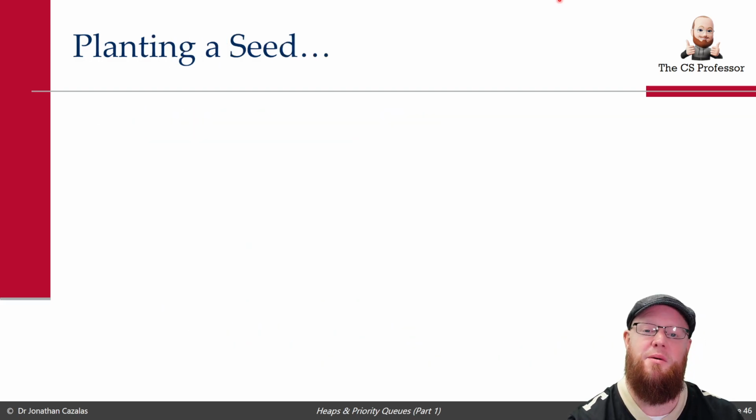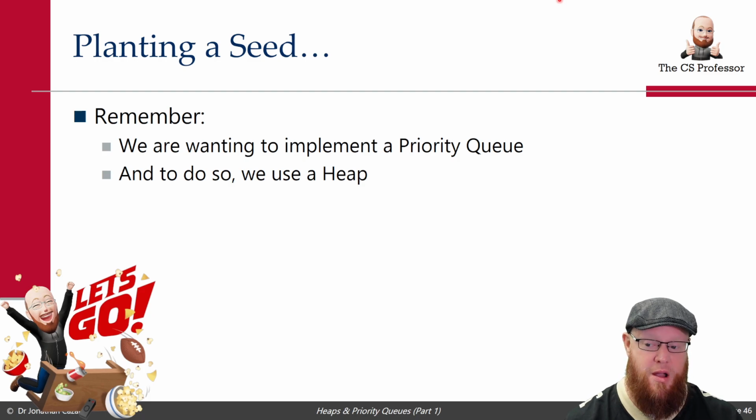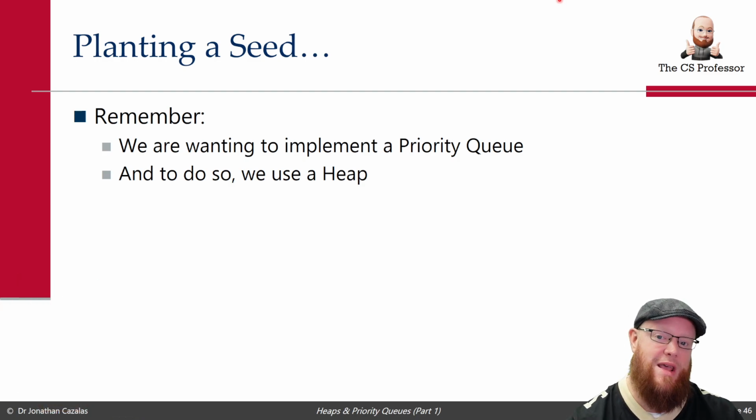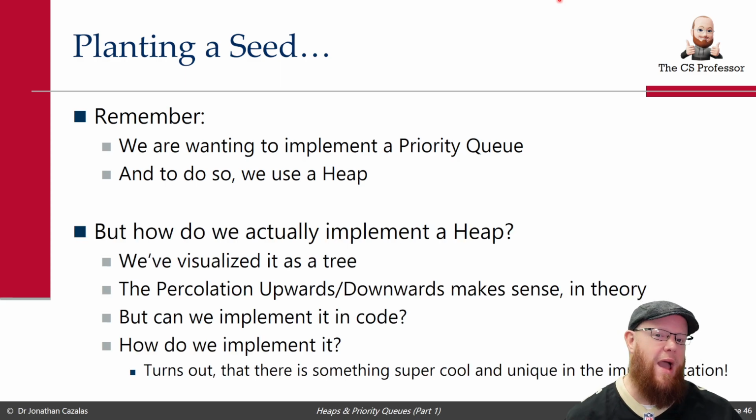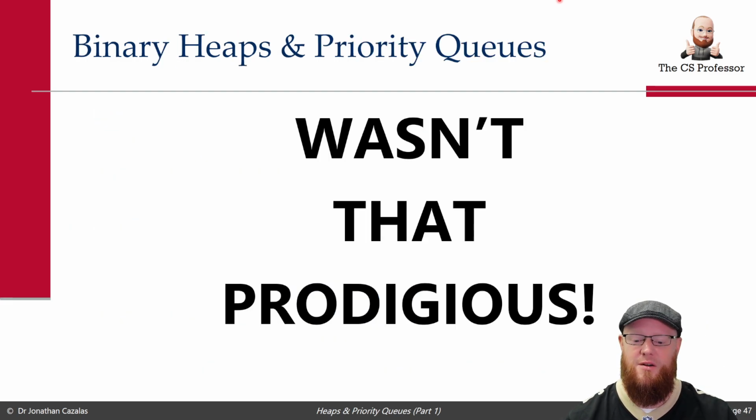And guess what? One more page. Let's go. Just to plant a seed here. We want to implement a priority queue, right? And to do so, we use a heap to implement that priority queue. But how do we actually implement a heap? You might be thinking, didn't we just discuss that? Didn't we talk about inserting into a heap, deleting from a heap? Well, we have visualized this heap as a tree because it really is a tree. That percolation upwards and downwards, or heapification upwards and downwards, makes sense in theory. But how do we implement it in code? Or can we implement it in code? Turns out there is something super cool and super unique about how we ultimately implement that heap, but that is for the next video.